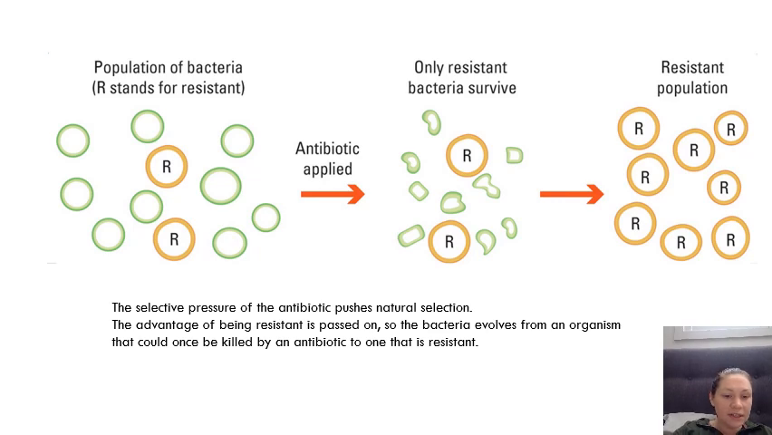In this case, the selective pressure of the antibiotics pushes natural selection. Basically this agent for change, the antibiotic, is causing natural selection to happen fast because it's killing off all of the bacteria that don't have that resistant gene. And the advantage of the resistance is then passed on to the next generation so that all bacteria become resistant to antibiotics.